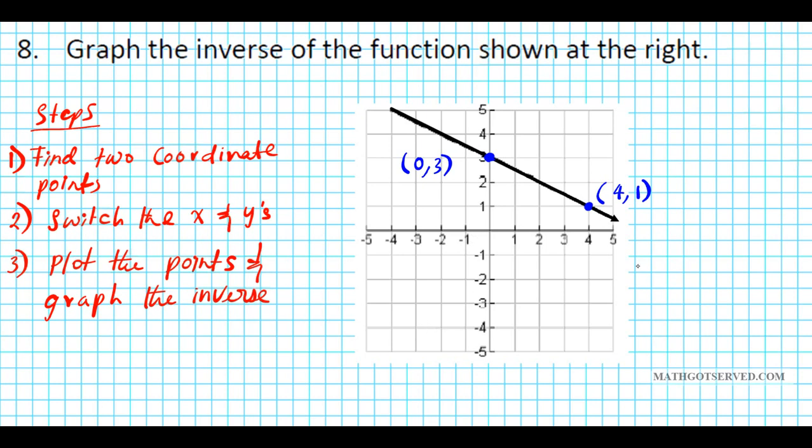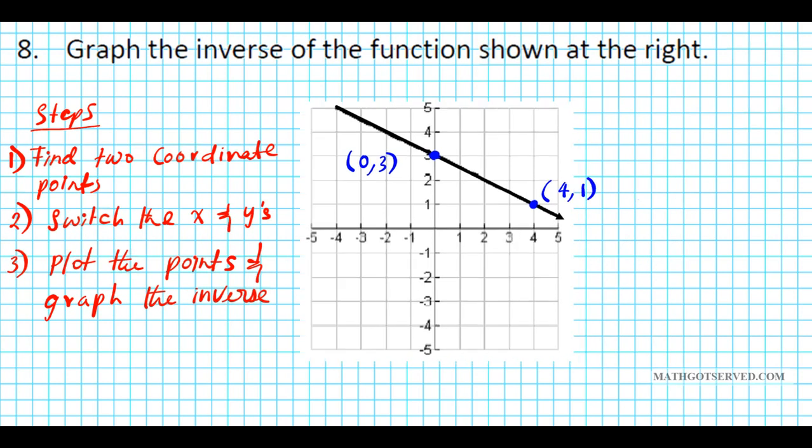Okay, so for f, let's take the first point. For f, the first point of 4, 1, if we take the inverse of that, what happens? Well, the inverse is going to contain the point 1, 4. How did that happen? We just switched the x and the y's.